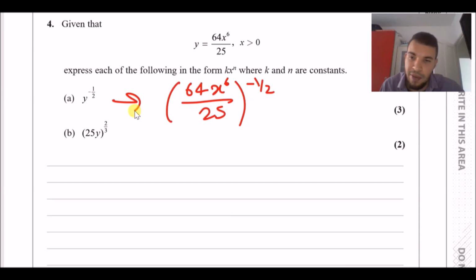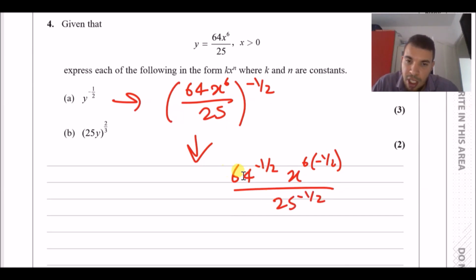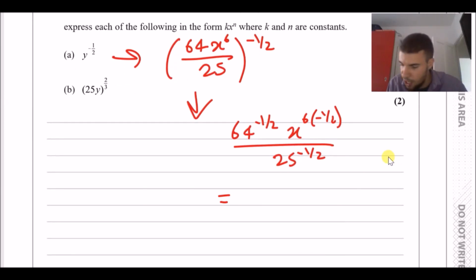Well, thankfully, we have calculators here, yeah? So all you have to do is attach this power of minus half to everything. So all of this here is going to become 64 to the power of minus half, x to the power 6 times minus half, so everything goes on the power line, and 25 to the power of minus half. Well, these two results, 64 to the power of minus half and 25 to the power of minus half, you can put in the calculator. And if you do so, you're going to get exactly 5 over 8.